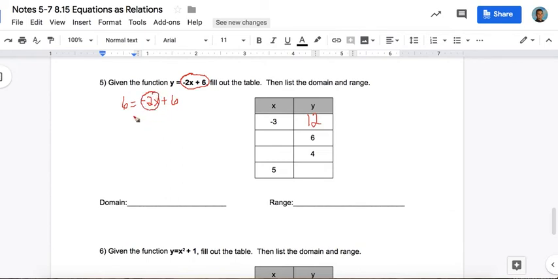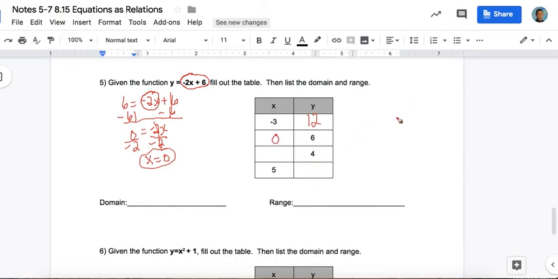Now, just like we did before, circle your variable and draw your t. The opposite of adding 6 is subtracting 6. And 6 minus 6 is 0. And the opposite of multiplication is division. So we're going to divide both sides by -2. 0 divided by -2 is 0. So my x value is 0 when the y is 6.